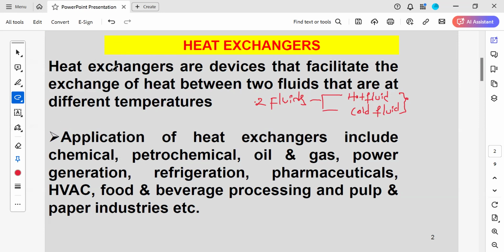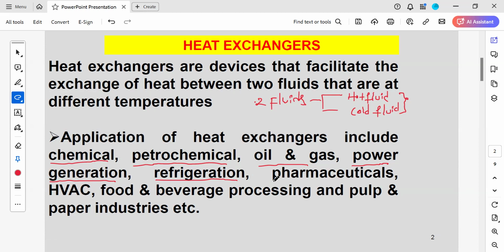Now, what is the application of heat exchangers? Heat exchangers are found in many industries. The industries include chemical industries, where heat exchangers will be used, petrochemical industries, and oil and gas industries. Power generation, that means thermal power plants, nuclear power plants, and other power plants where boilers, turbines and condensers are used, so in that also heat exchangers will be used. Refrigeration, so in refrigeration also evaporator, condenser and other devices will be there, so there also heat exchangers are applicable.